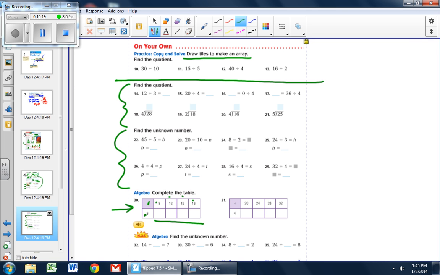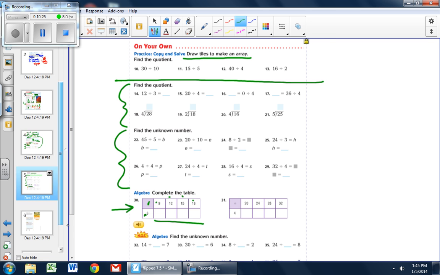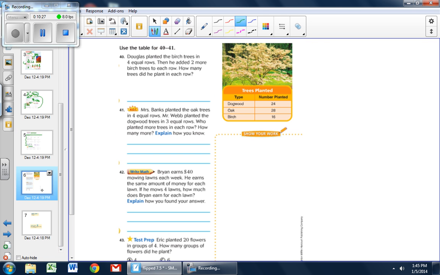And the same in number 31. Your hot problems, you're finding the missing number. And you're going to skip this part also for a moment, and we're going to go and do our story problems together. Problem solving. Using the tables for 40 and 41.